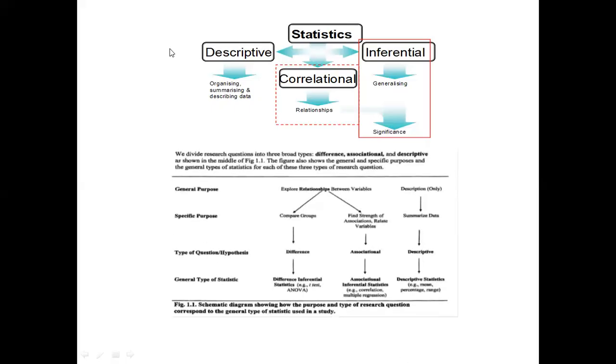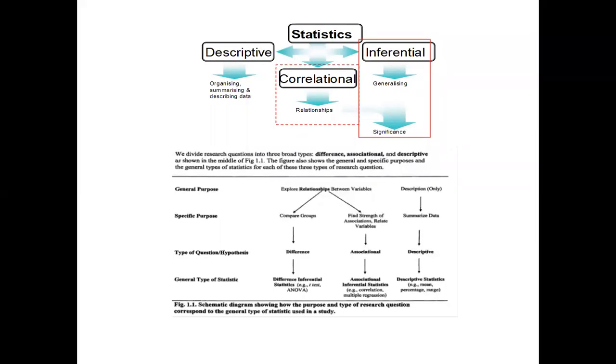Now, let me move on to explain that in research questions, there are three broad types. We have the difference, the associational, and the descriptive, which implies that in any research study, the interest of the researcher is of three broad types: the difference, the associational, and the descriptive.